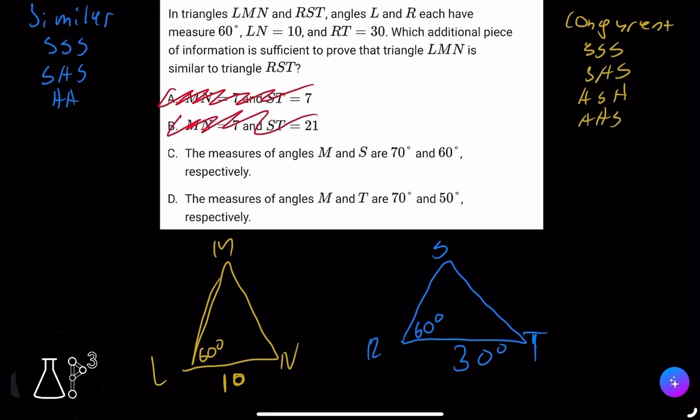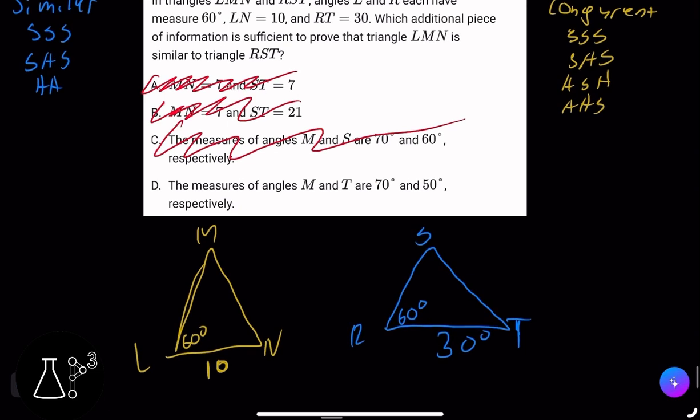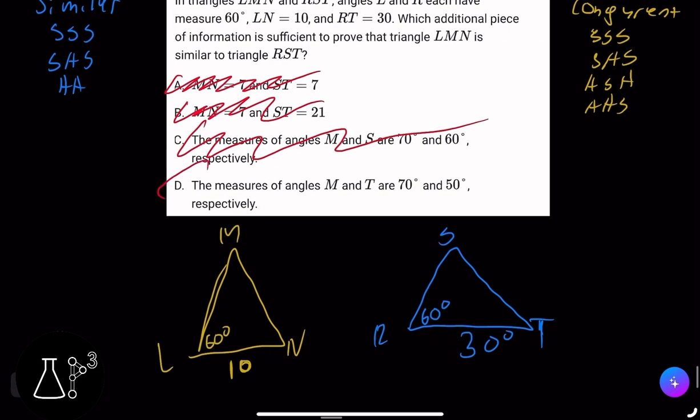Let's try C. M and S are 70 and 60 respectively. So if M equals 70 and S equals 60, they both have angle measures, but look at it, they're different. For it to be similar, M needs to correspond to S, so it has to be 70 for both or 60 for both. Therefore, C is also incorrect. My only answer that can be correct is D.